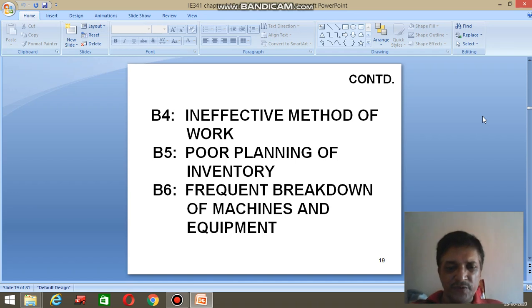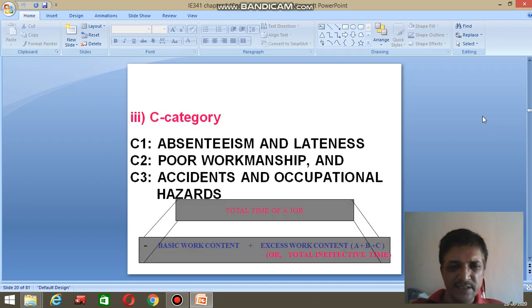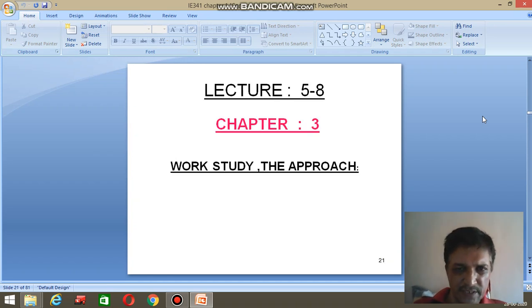Ineffective methods of doing work, poor planning of inventory, and frequent breakdown of machines and equipment all lead to poor productivity. Another category is absenteeism and lateness, workmanship, and accidents and occupational hazards. All this leads to lower productivity.